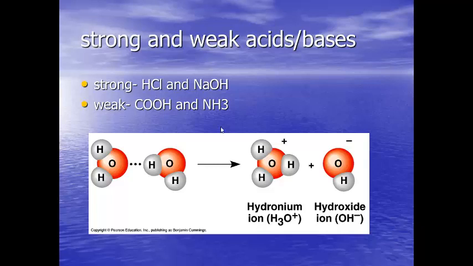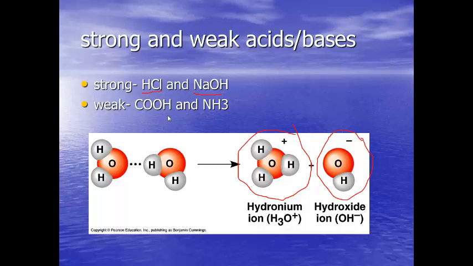A strong acid is hydrochloric acid, HCl. When you put HCl into water, it completely dissociates, completely breaks down into hydrogen ions and chloride ions. You're donating hydrogen ions to the solution. You're increasing the proportion of hydronium, so it's an acid. Sodium hydroxide is a strong base. It completely dissociates into sodium and hydroxide, increasing the proportion of hydroxide in solution. Therefore, it's a base.